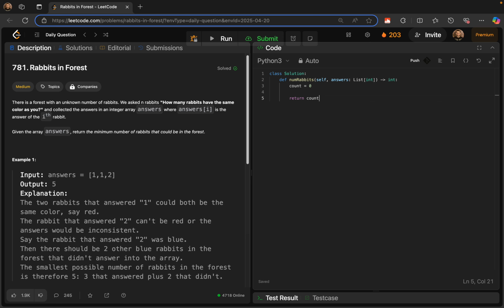It's easy to imagine a story: it's Easter Sunday, April 2025, and we encounter Easter bunnies in the forest. We ask several bunnies just one question: how many other bunnies look exactly like you, have the same color? We collect the answers in the list called answer.